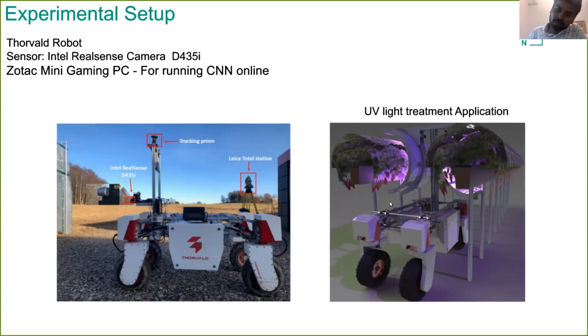And in the polytunnel, we have this kind of UV light treatment. So we have to make sure that the robot stays exactly in between the two poles to do the application equally on both sides. And we have a GPU computer on board to collect the data and also to process and run it online as well.